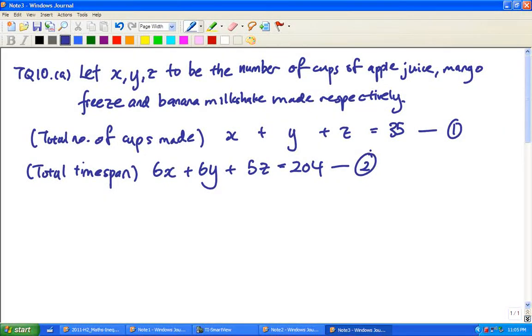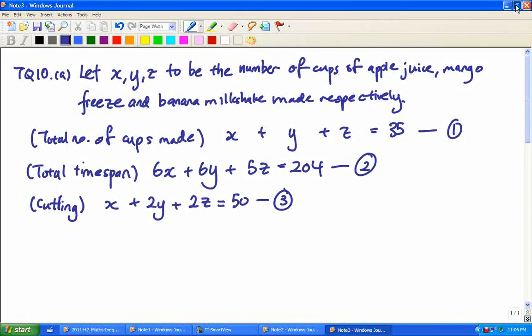So we require one more. They told you that the total amount of time spent on the cutting process was 50 minutes. Just for the cutting alone, we look at the row corresponding to the cutting process. So 1x, which is x, since 1 minute was spent on apple juice for each cup, plus 2y plus 2z equals 50. So this is equation 3.